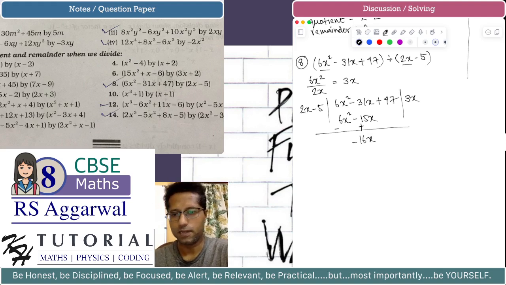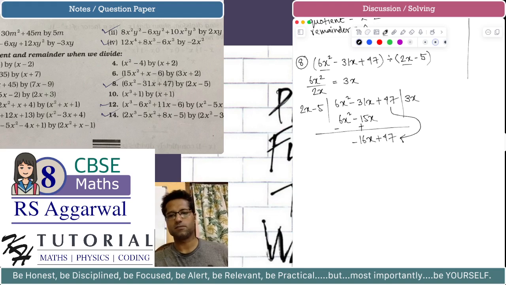Now we bring down the next term, so the remainder is minus 16x, and we see there are still terms left in the dividend. That is, there is one more term, 47, remaining in the dividend. If we bring that term and append it with the remainder, it becomes the new dividend. So minus 16x plus 47 is now the new dividend. Now you can see the remainder is minus 16x plus 47.